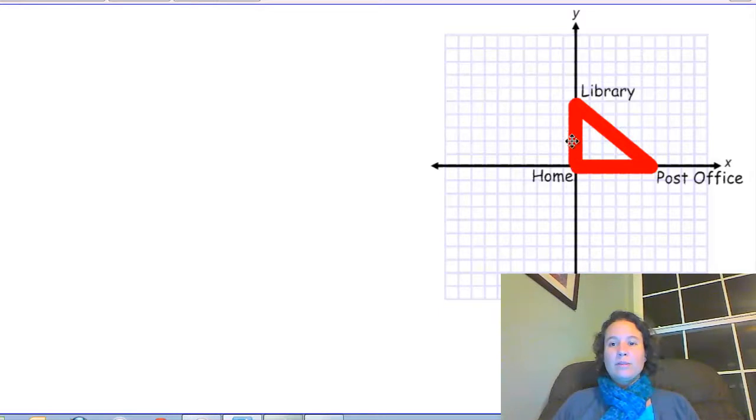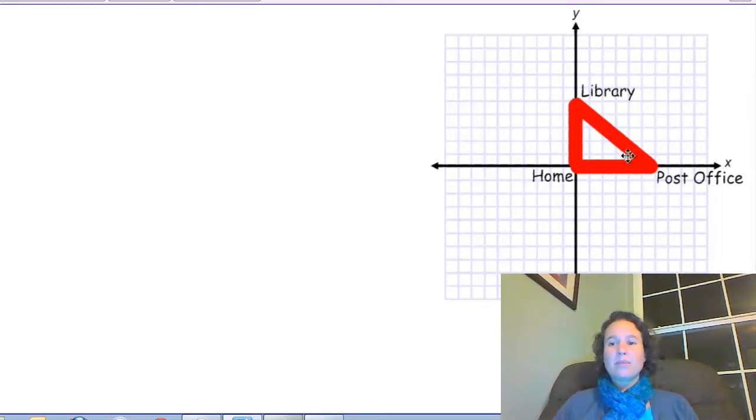Now, if you look at the coordinate plane here on the y-axis, if I want to know the distance from my home to the library, I can just count the squares up and I can see it's exactly 5 squares, and so that tells me 5 miles. And the same thing for the post office, it's along the x-axis and I can just count the squares again.